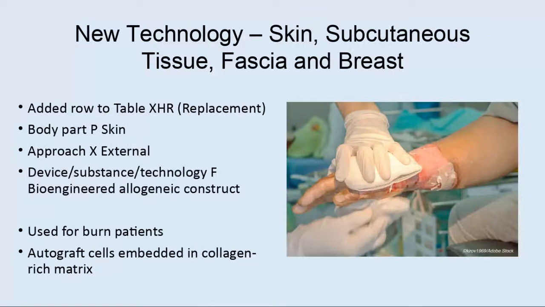There's also a new row in new technology, XHR, replacement. The body part value is skin. The device is bioengineered allogenic construct, which is a skin replacement used for burn patients using the patient's own skin cells. Okay, so it's bioengineered here.